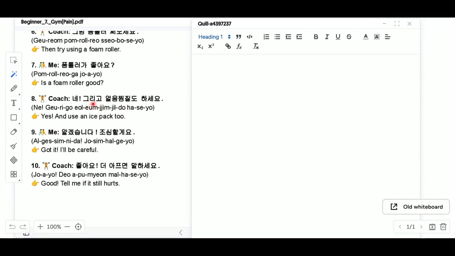Okay, and 그리고 we know 그리고 is and. 얼음찜질. From 얼음찜질, 얼음 means ice. When you pronounce it, it's easy to pronounce, 얼음, 얼음, which is ice, and 찜질 means massage. Have you ever heard about 찜질방 in Korea? Maybe in other countries also. 찜질방 is Korean culture.